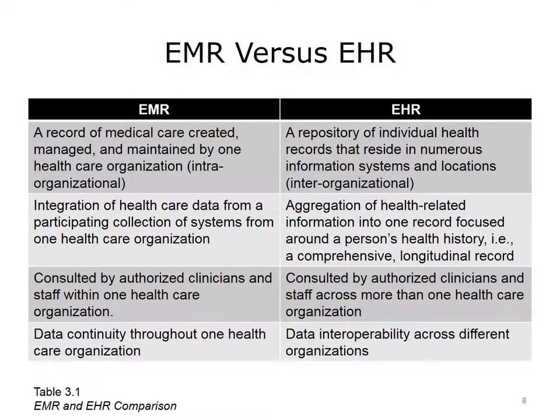Adding to NAHIT's principal difference, other comparisons illustrating similarities and differences between an EMR and EHR are shown in Table 3.1. The first row in Table 3.1 states, an EMR is a record of medical care created, managed, and maintained by one healthcare organization, intra-organizational, while an EHR is a repository of individual health records that reside in numerous information systems and locations, inter-organizational.